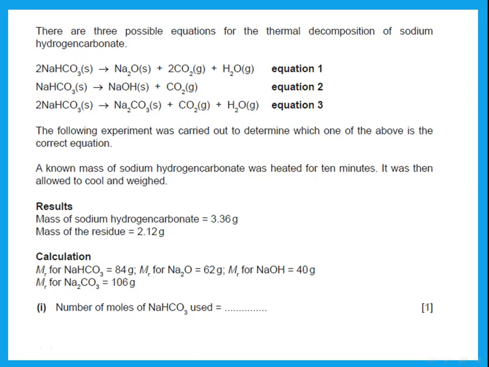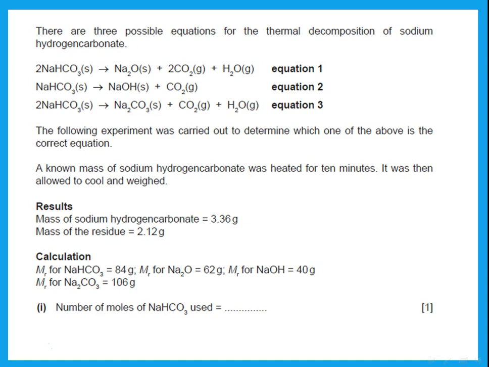Okay, there are 3 possible equations for the thermal decomposition of sodium hydrogen carbonate. So he gives me equations he calls equation 1, equation 2, equation 3. The following experiment was carried out to determine which one of the above is the correct equation. We don't know which one is correct, so we're going to do an experiment. A known mass of sodium hydrogen carbonate was heated for 10 minutes. It was then allowed to cool and weighed. The mass of the original sodium hydrogen carbonate was 3.36. The mass of the residue, the solid that formed after I heated it, is 2.12.